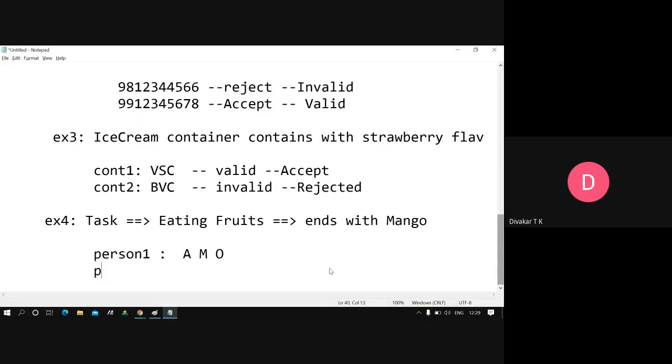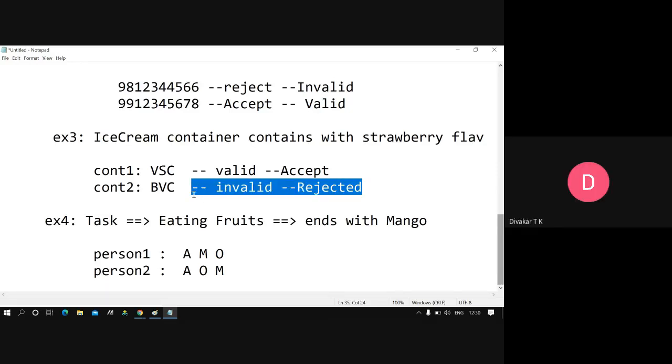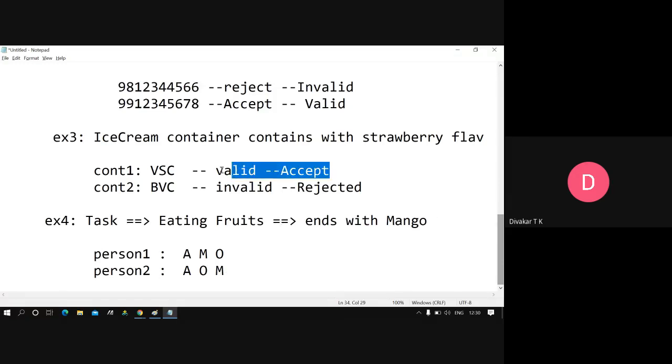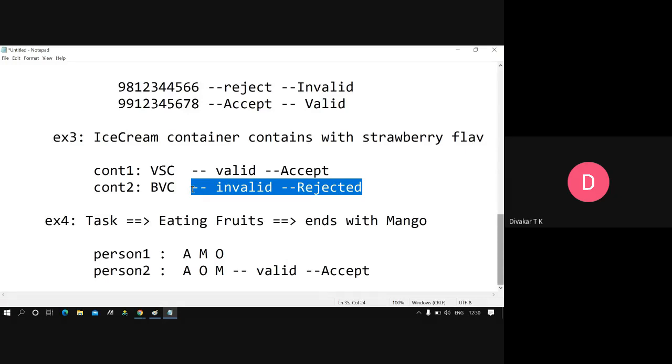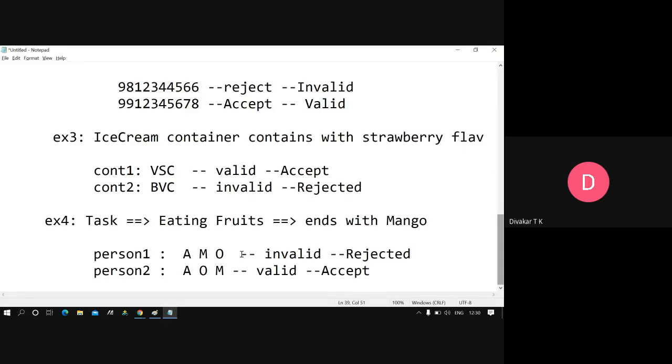Person 2 now. He will also start with apple only, and he will eat orange, then he will eat mango. Now tell me which is valid and which is invalid. First one is invalid, second one is valid. Very good, guys. I told that it ends with mango. The second guy ends with mango, so that's why it is valid here. Got the clarity, guys? So this is invalid here. I've given many examples. Please go through it.